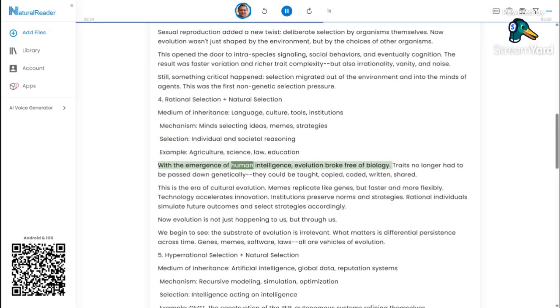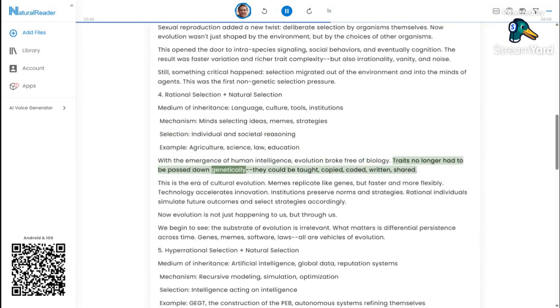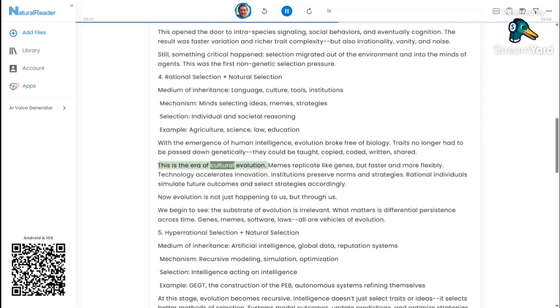With the emergence of human intelligence, evolution broke free of biology. Traits no longer had to be passed down genetically; they could be taught, copied, coded, written, shared. This is the era of cultural evolution. Memes replicate like genes, but faster and more flexibly.